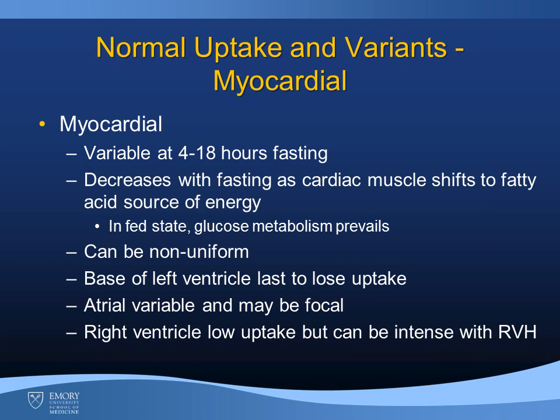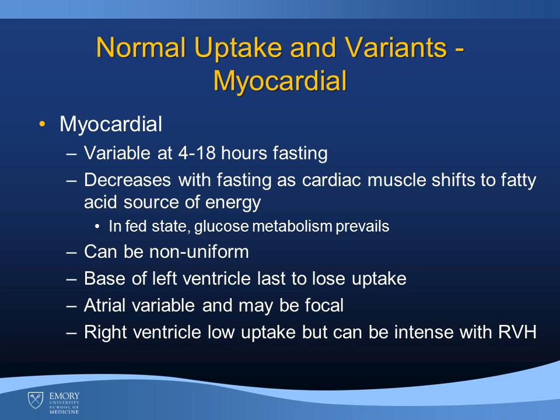Myocardial activity is variable on an oncologic PET scan. The patients effectively fast anywhere from 4 to 18 hours, depending on when the study is scheduled. Now, activity decreases with fasting as the cardiac muscle shifts to fatty acid sources of energy. In the fed state, glucose metabolism prevails. In fact, this is why we feed the patient and give them insulin for a cardiac viability PET.